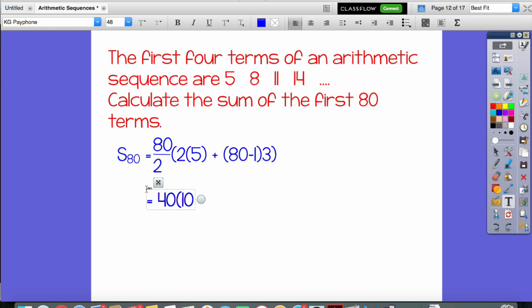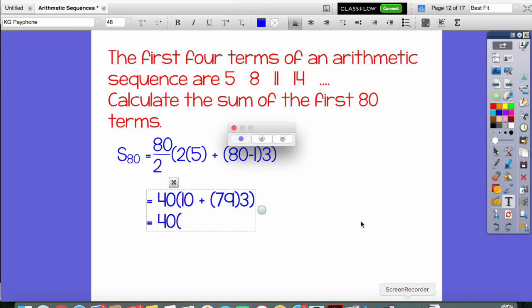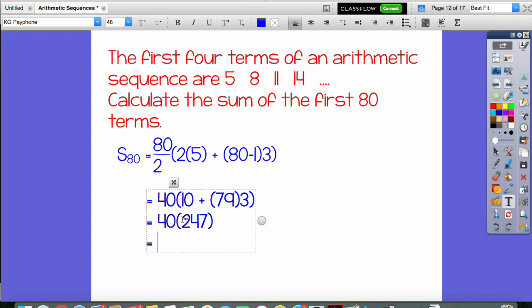And at this point, you really can do it whichever way you prefer. You just want to make sure that you're doing your math correctly, order of operations and things like that. Okay, and so we have 247 times 40, and so then our answer is going to be 9,480. And since that's an exact number, we don't really have to worry about rounding to 3 significant figures.